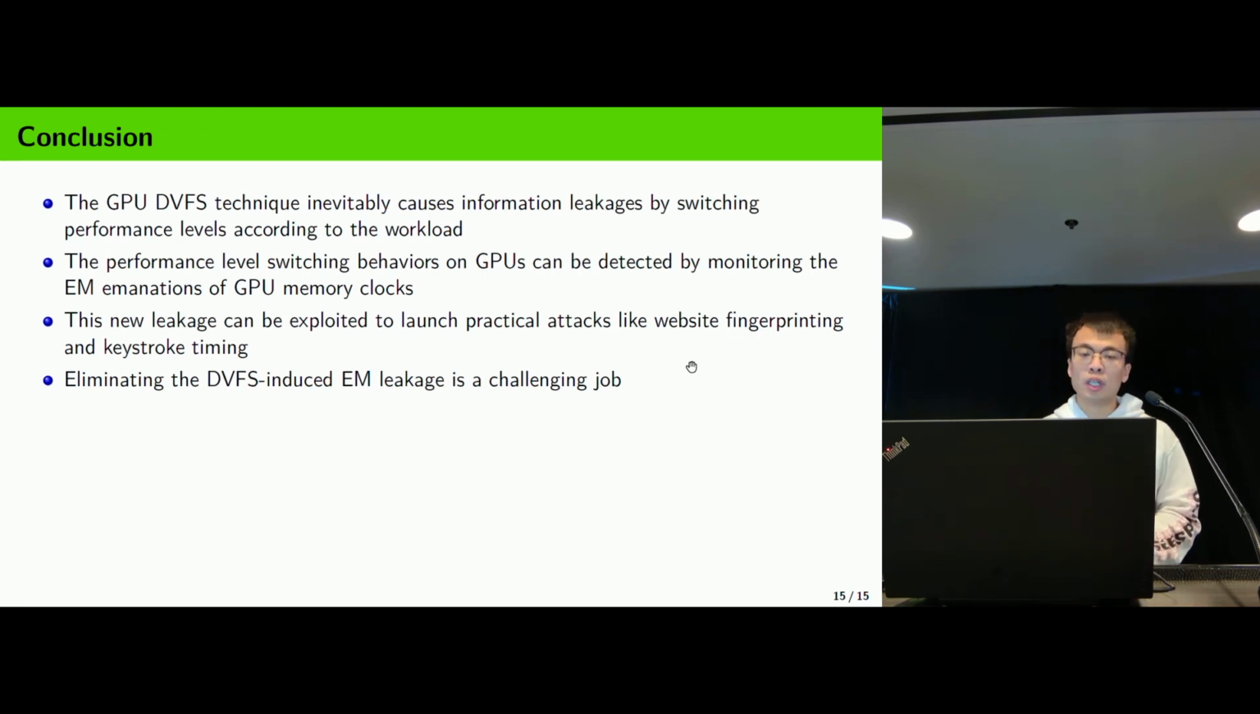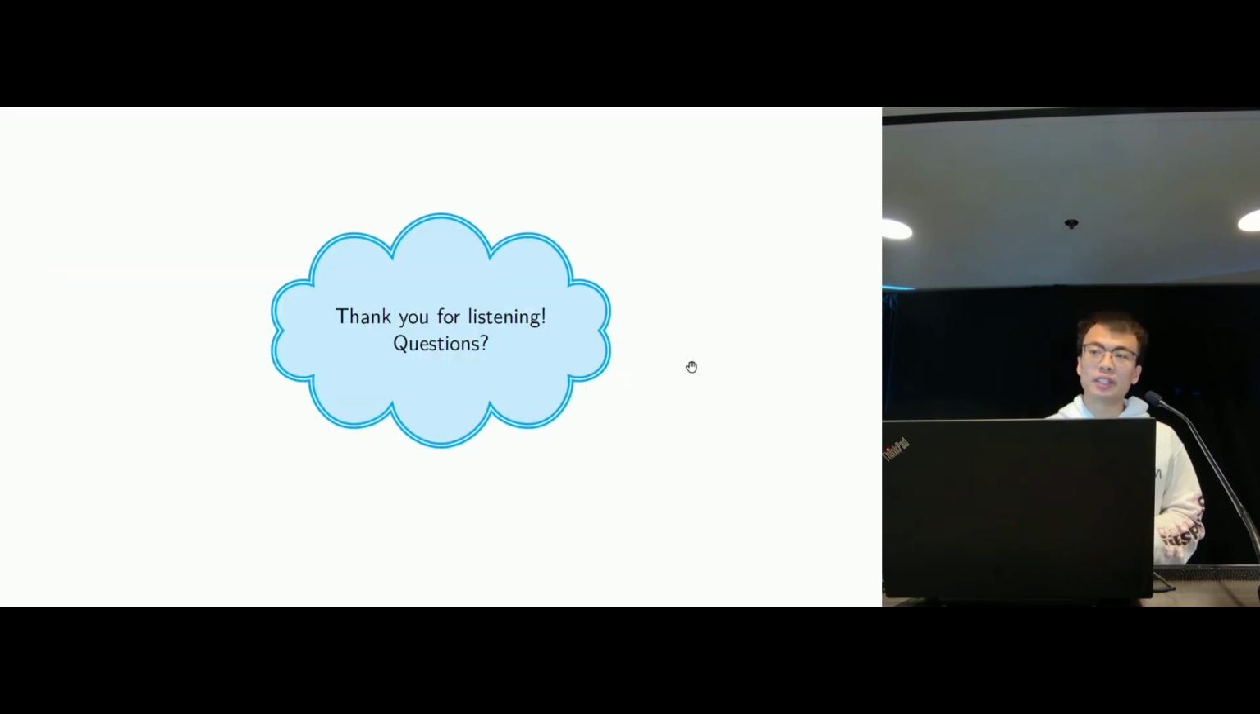So in this work, we found that the GPU DVFS will inevitably induce some leakages by performing the workload-dependent performance level switching behaviors, and we can use the EM emanations to detect such switching behaviors. We also proved that this new leakage can be exploited to launch practical attacks like website fingerprinting attacks and keystroke timing attacks. We also find eliminating such leakages is challenging, so we believe that more efforts are needed in the future to handle this. Thank you for listening. Do you have any questions?